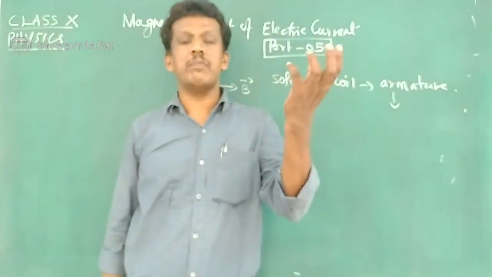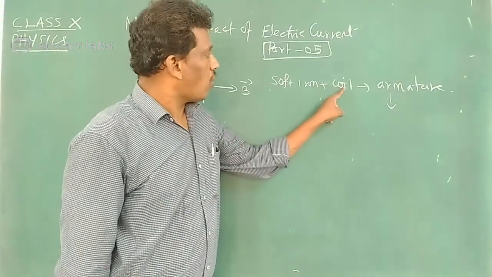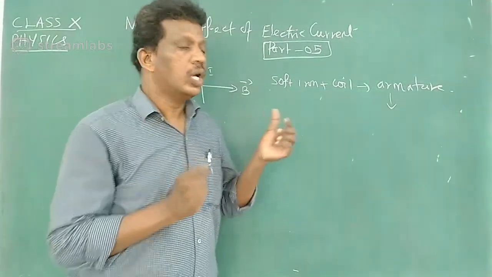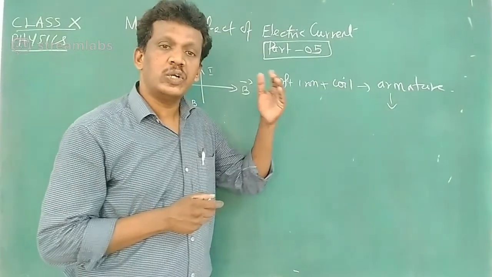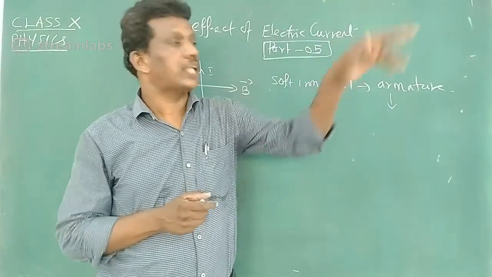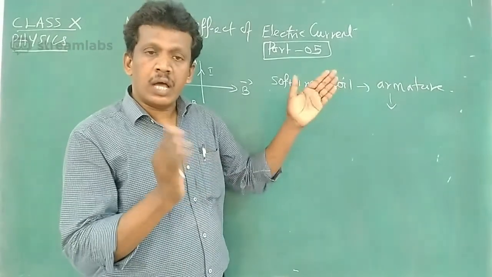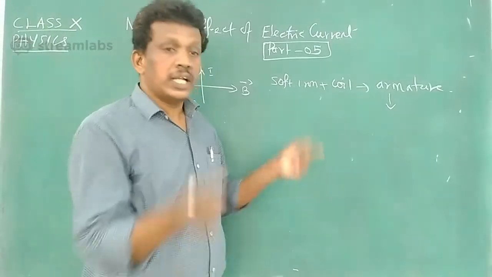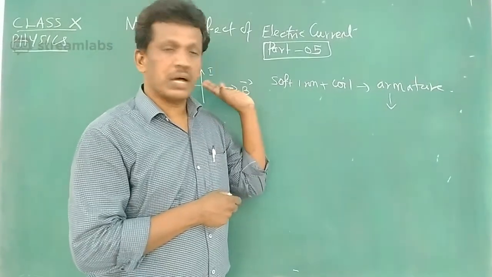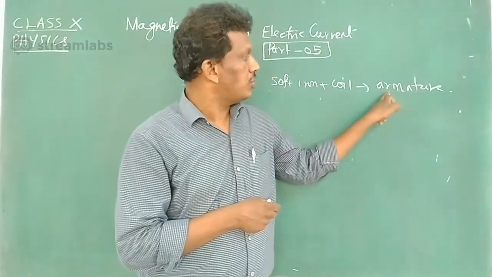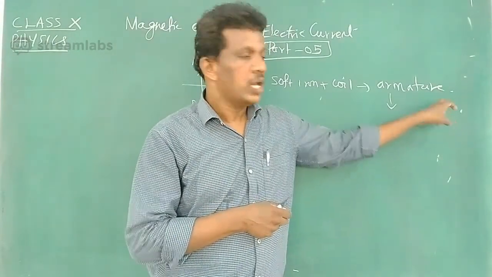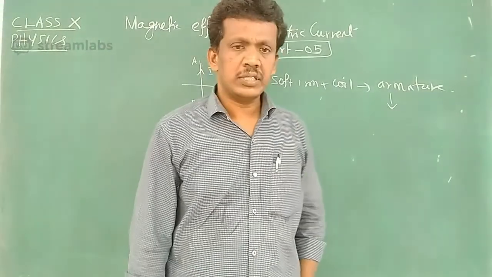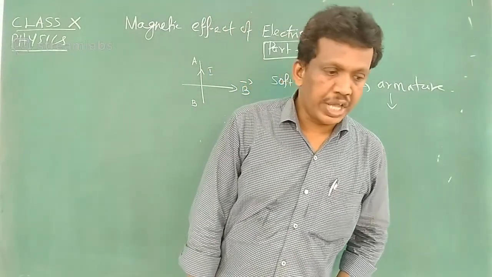Sometimes the power is high, sometimes low. So use the coil, in the sense the rectangular coil along with the soft iron. Already you know the use of soft iron: to increase the magnetic field strength. You already have the magnetic field because of the permanent horseshoe magnet. Other than that, if you want additional field, use soft iron. That arrangement is called the armature. With the help of that, the power of the machine can be increased. Is it clear now? Okay.